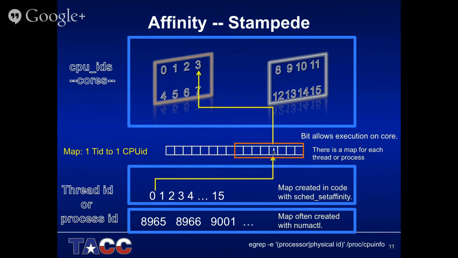And what happens if you ask for a socket or a node? What the operating system does is put 1 in all of these. And when the OS needs to come in and do something with this process, move it out and move it back in, it says that when all these are 1s, you can execute this process or this thread on any of the cores in that node or socket.